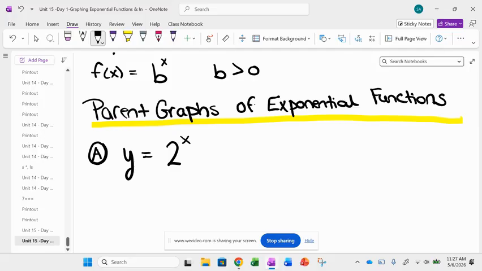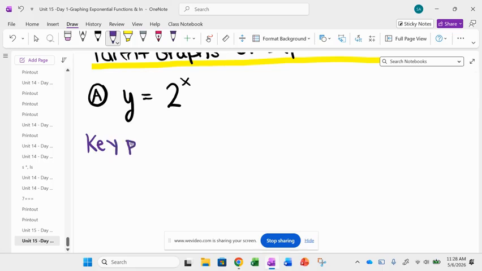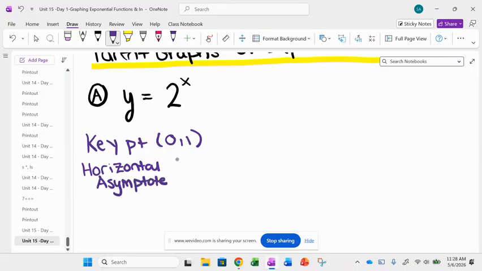And now there's something called a key point. And so the key point for our parent graph is when I input a 0 for x, no matter what number this space is, whether it's a 2 or a 5 or a 500 or a 1 over 500, no matter what number the space is, anytime I input a 0 for x, what will always be the output? 1. So that's why for this parent graph, our key point is going to be the (0, 1), because no matter what my base is, when I input a 0, I'll always output a 1. So those are going to be two main parts of our exponential function. So we're going to say key point (0, 1), and a horizontal asymptote y equals 0.